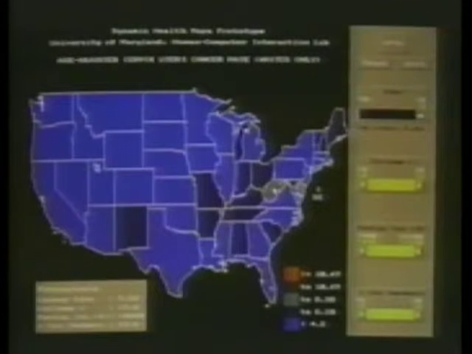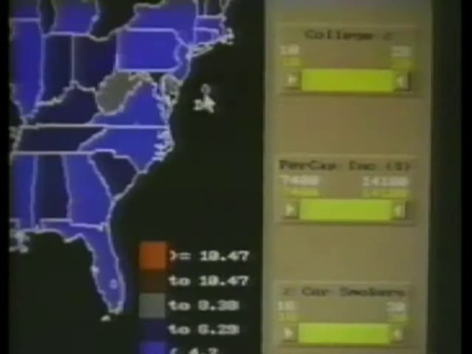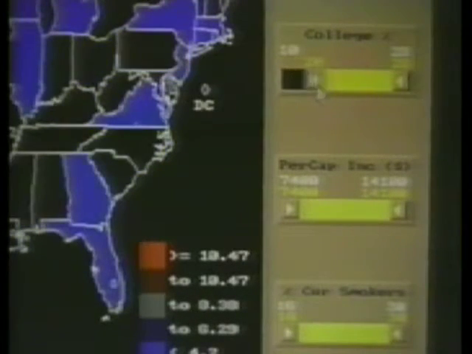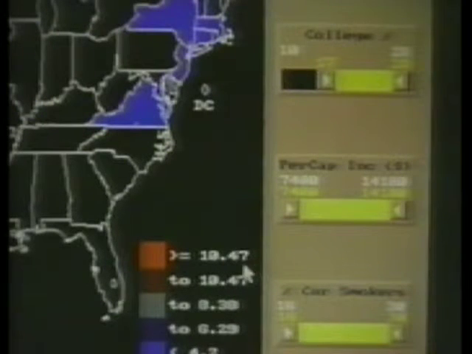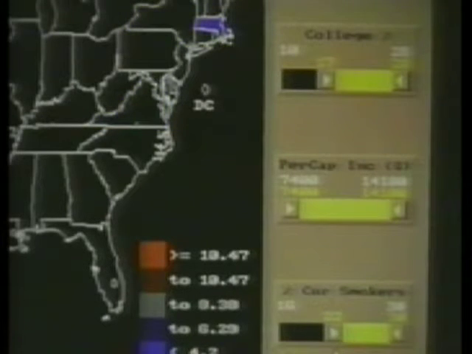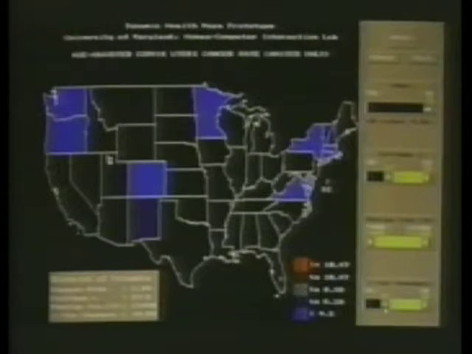As opposed to the paper maps of the traditional atlas, I can access the exact values easily by clicking where I want. I can also pose some simple queries, like give me only the states with a high percentage of college-educated people and a large number of smokers. The side sliders act as filters, and the states that do not answer the query disappear from the map. As you could see, not too many states answer that query.